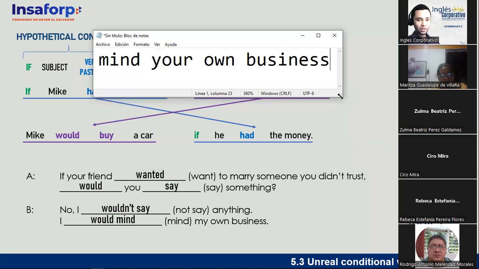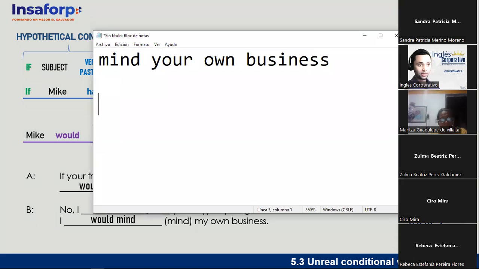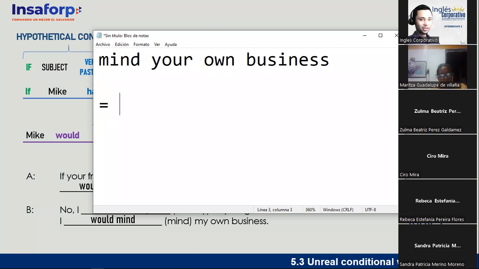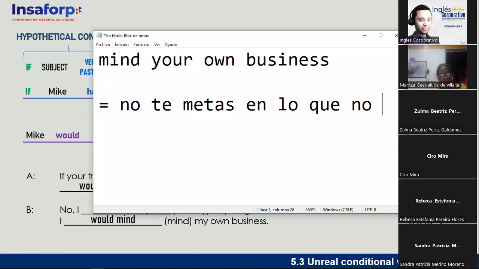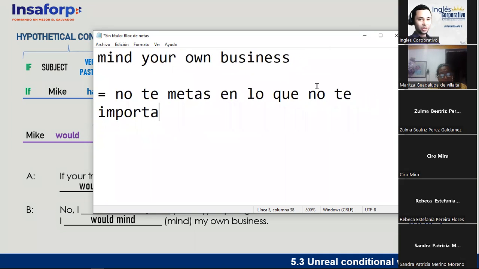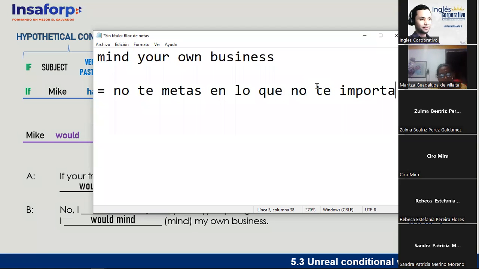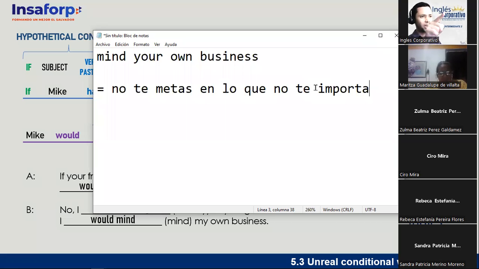Okay, mind your own business is an expression in English. Sandra wants to participate. Creo que es como es tu problema o... Okay, mind your own business es una expresión que quiere decir no te metas en lo que no te importa. Así que si alguien le dice eso a usted, le está diciendo metido. Si le dice a alguien, hey, mind your own business, le está diciendo metido prácticamente. No te importa. Okay, entonces, ¿qué dice la persona acá?